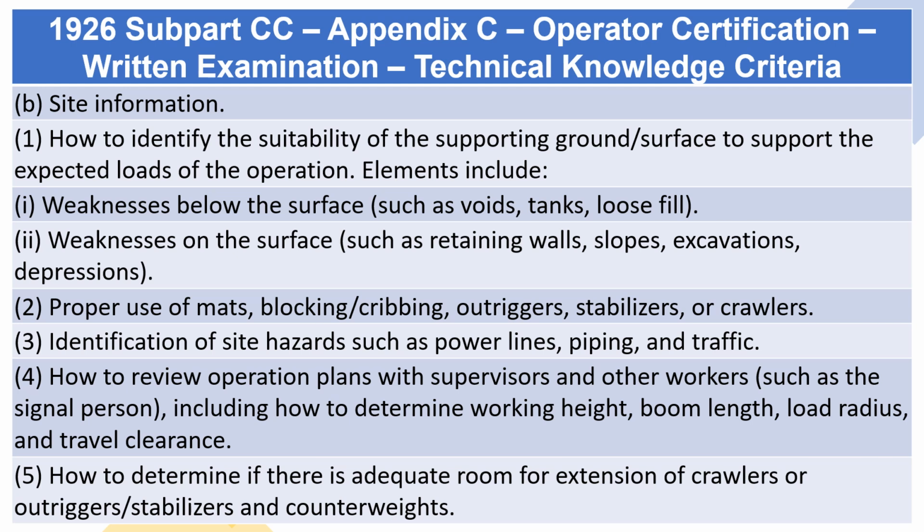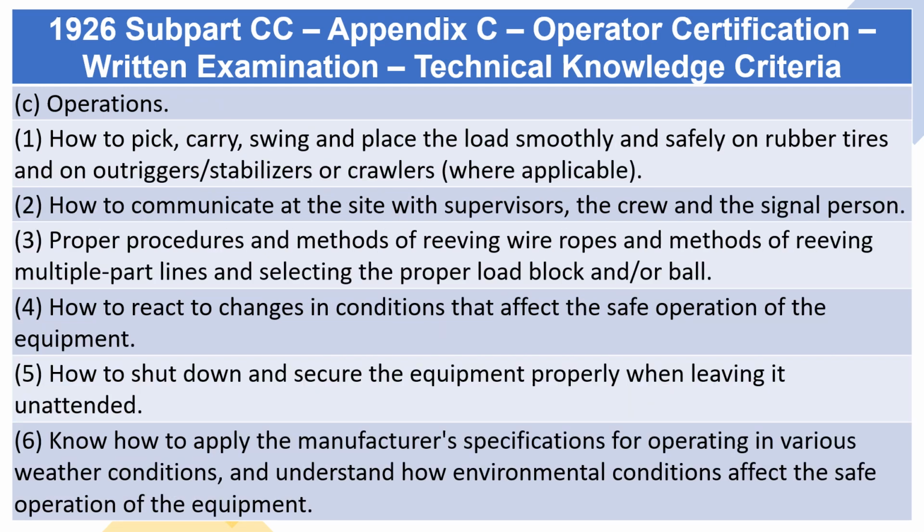4. How to review operation plans with supervisors and other workers, such as the signal person, including how to determine working height, boom length, load radius, and travel clearance. 5. How to determine if there is adequate room for extension of crawlers or outriggers/stabilizers and counterweights. C. Operations. 1 through 11. How to pick, carry, swing, and place the load smoothly and safely on rubber tires and on outriggers/stabilizers or crawlers, where applicable. How to communicate at the site with supervisors, the crew, and the signal person.